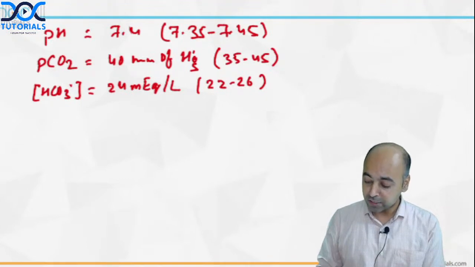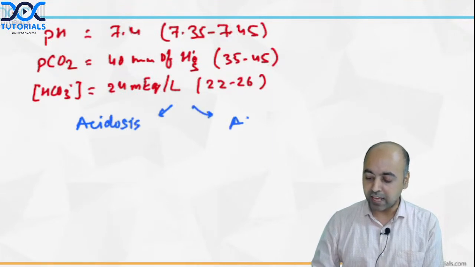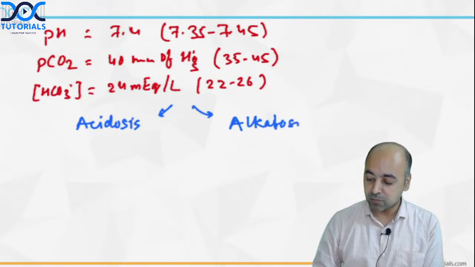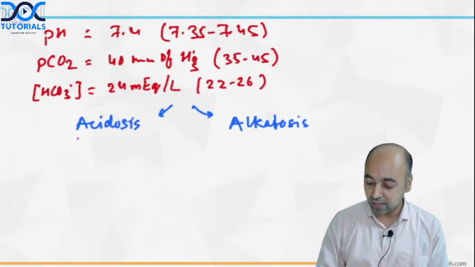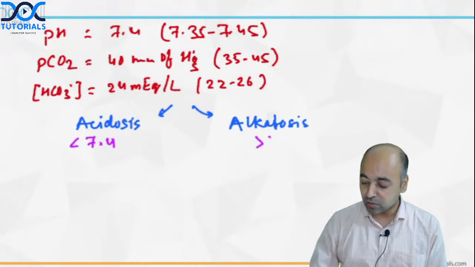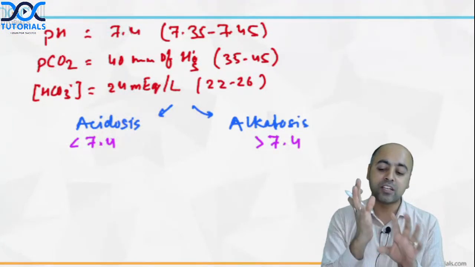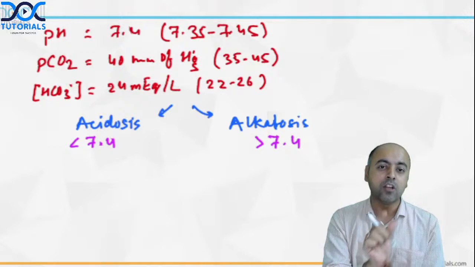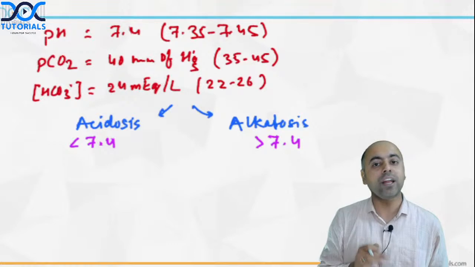Now there are two possibilities. Either you can have acidosis, or you can have alkalosis. These are the two possibilities that we will come across. When we say acidosis, what does it mean? The value will be less than 7.4. When we say alkalosis, the value will be more than 7.4. So based on the value, immediately we can determine whether it is acidosis or alkalosis. So one point of the diagnosis is clear. Look at the pH value, we know whether it is acidosis or alkalosis.